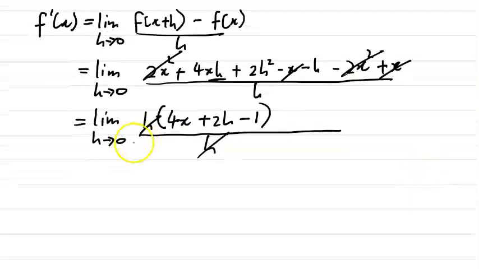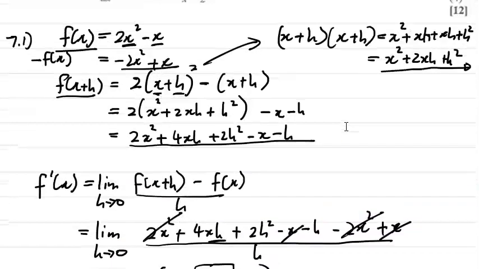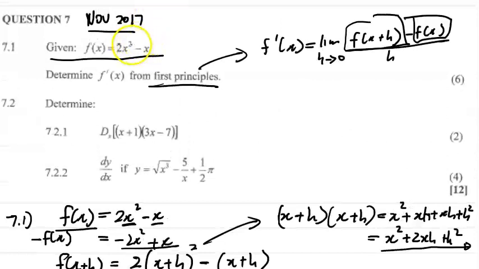So now it's time for us to substitute h equals 0. When you substitute h equals 0, remember that this plus 2h will become 0. So now we can conclude that f prime x equals 4x minus 1 is our solution. The final step would be to check your answer using the rule. If you use the rule, 2 times 2 is 4, subtract 1 from the power, so it will be 4x, and then the derivative of minus x is minus 1. f prime x is 4x minus 1.